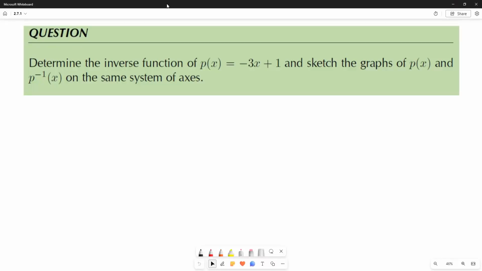In this video, we're going to be looking at the inverse of a straight line. We know that a straight line is a one-to-one function. So the inverse of a straight line can be written in function notation, because it is also going to be a one-to-one function. Okay, perfect. So they say determine the inverse function of p of x and sketch the graphs of p of x and the inverse of p on the same system of axes.